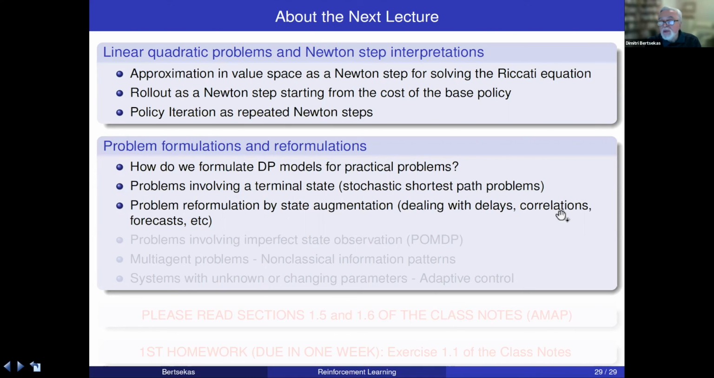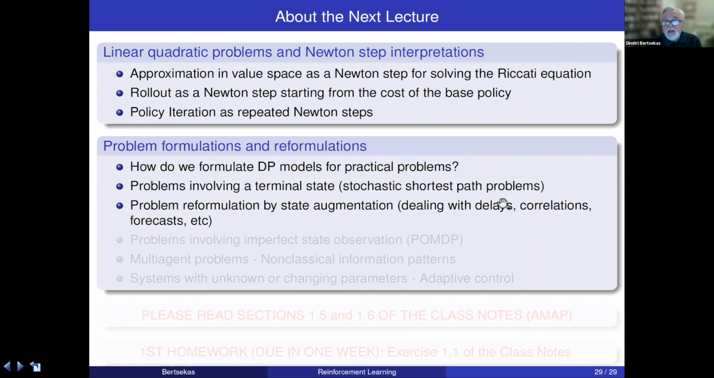Other types of problem characteristics that we have not addressed, like I have implicitly assumed that the w_k, the stochastic disturbances, are independent from one stage to the next. What happens if they're correlated? We're going to try to deal with that by reducing the problem to the one that we know how to deal with, using something called state augmentation.